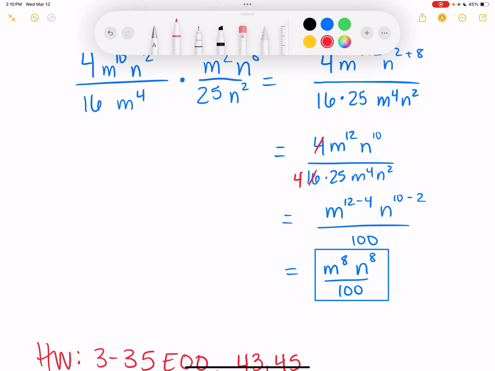All right, what did we get? If we're not there yet, that's okay. Somebody got m to the 8, n to the 8 over 100. Do we agree? That's what I got.